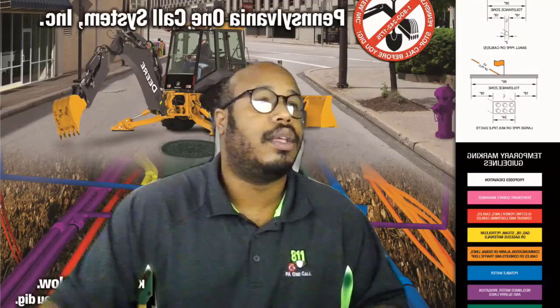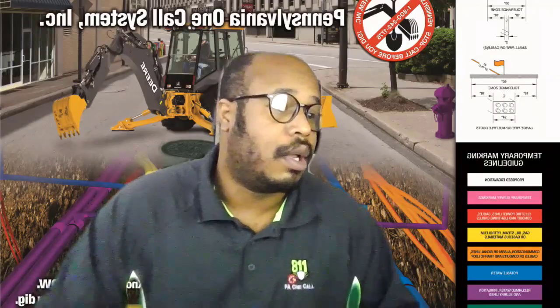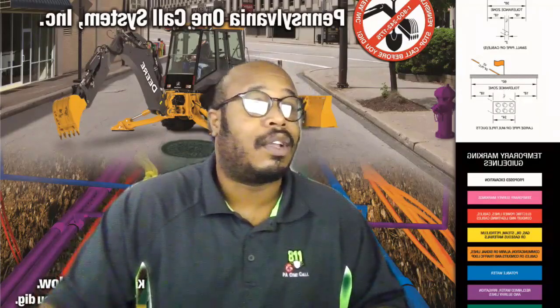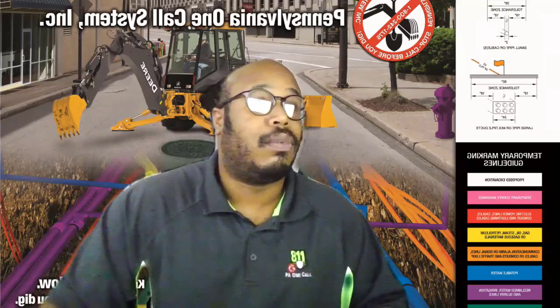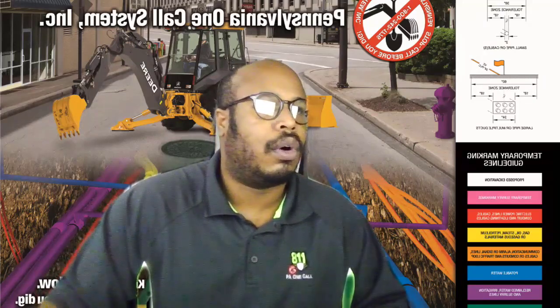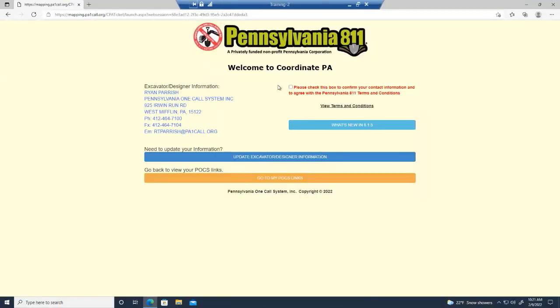Thank you, Greg. As Greg mentioned, my name is Ryan Parrish. I am one of the Southeast liaisons. I cover Berks, Lehigh, Northampton, Schuylkill, and Lebanon. So if you need anything One Call wise, don't hesitate to give me a call. But this is our Coordinate PA page. As Greg mentioned, I'm going to tell you guys how to enter a project in Coordinate PA.